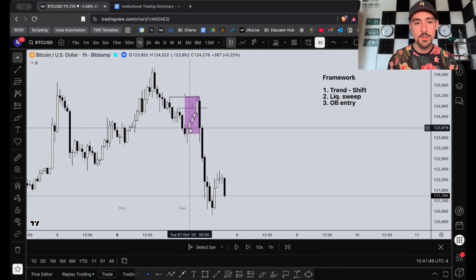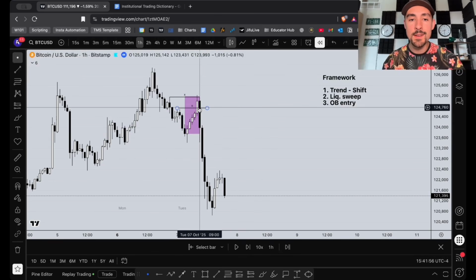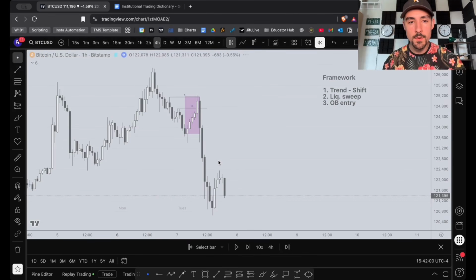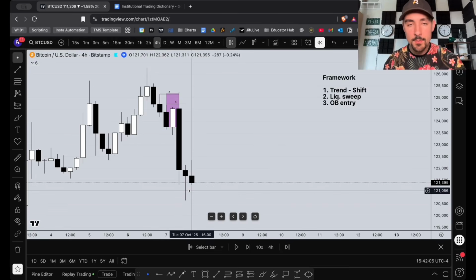Now, how do we actually go about taking an entry off of this order block? Well, number one, on the hourly time frame, this is 5 candles, 5 bullish candles. And if we drop to the 4-hour time frame, you'll notice that it's just all one candle. Okay, last up candle prior to this down move, which we then see a market structure shift on the hourly time frame from. Cause, effect.